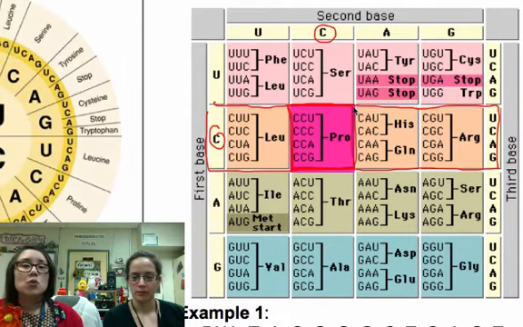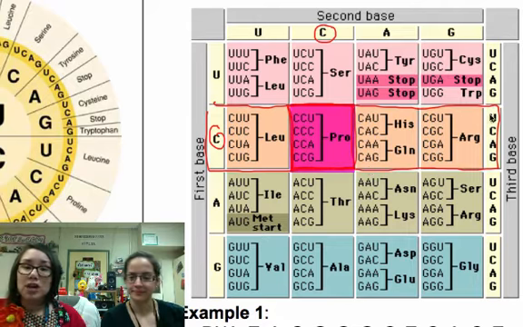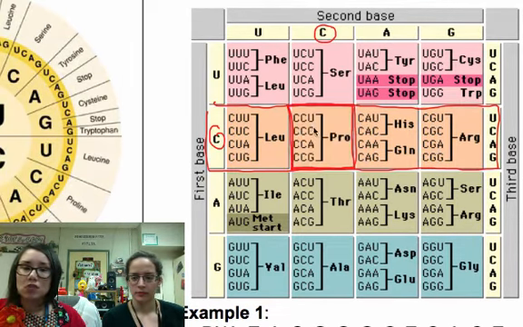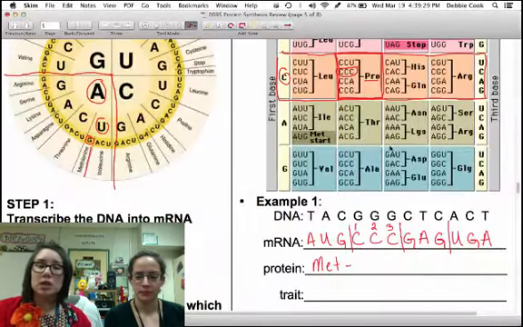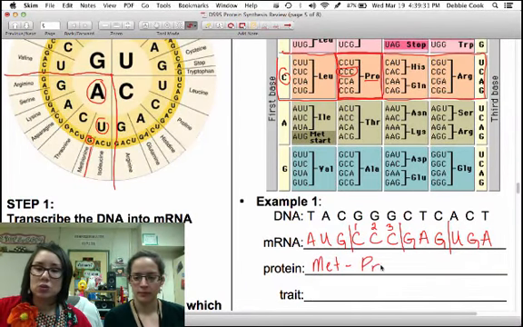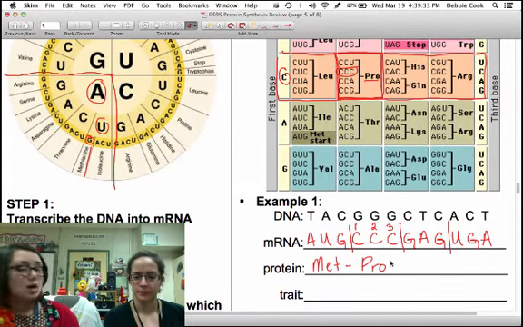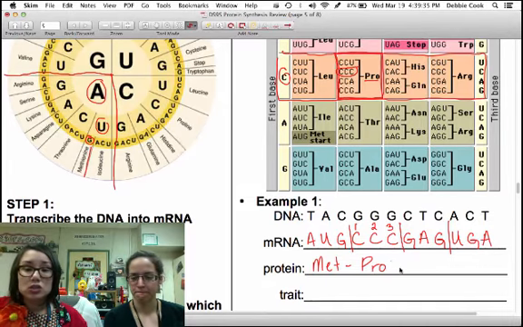Okay, so next thing I'm going to do is find my last letter, which is C. I'm going to find it across the side here on the right-hand side, and here's my C. I'm going to go over, so here's where my answer is. It's CCC, and what does that code for? Proline. Proline. So I'm going to write the abbreviation right down here. So PRO. That's my second amino acid. Now I need to do this 2 more times.